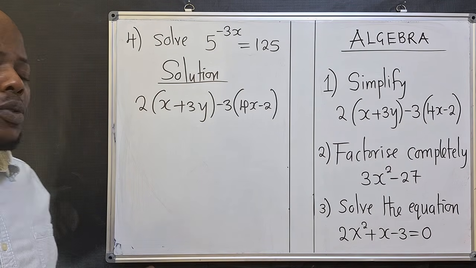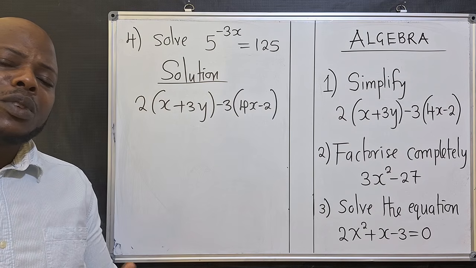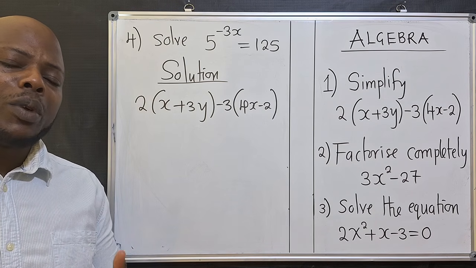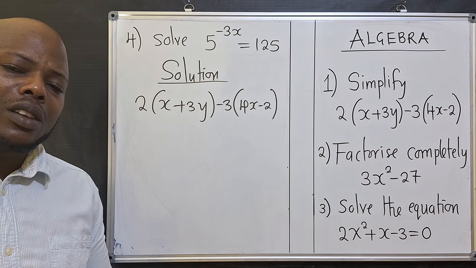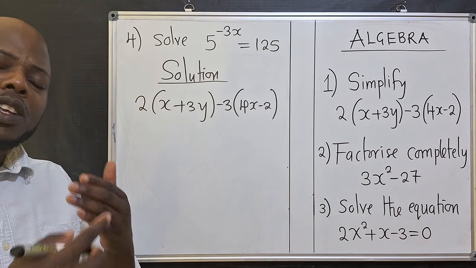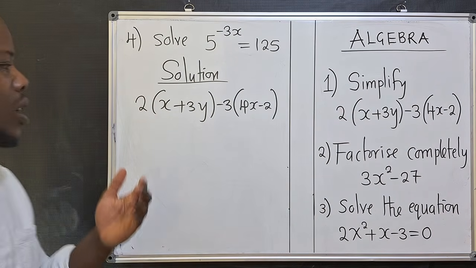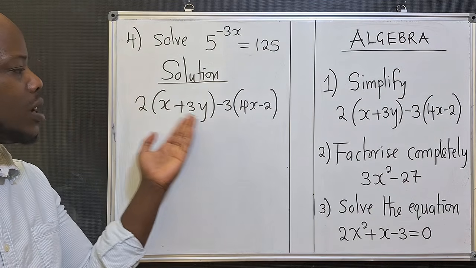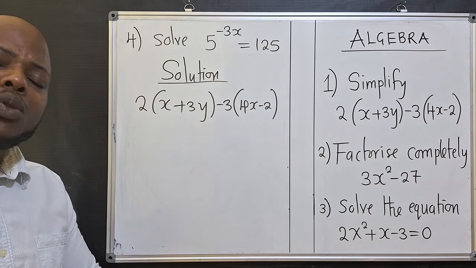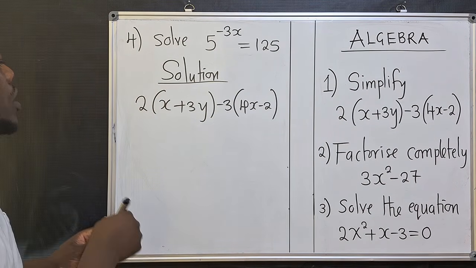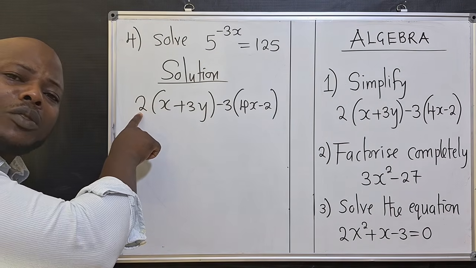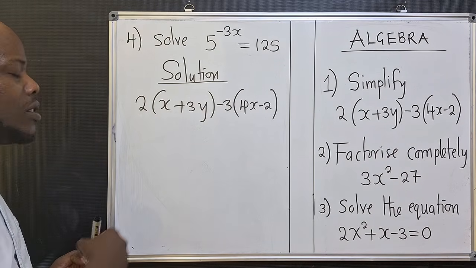So how do you simplify? When it comes to simplification, order of operation must be considered, whereby you follow the BODMAS. Start with the brackets. Okay, get rid of the brackets. And how do we get rid of the brackets? By simply multiplying whatever is in front of the brackets by everything that is inside.